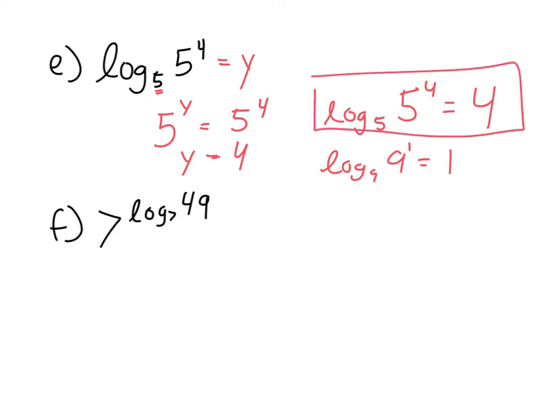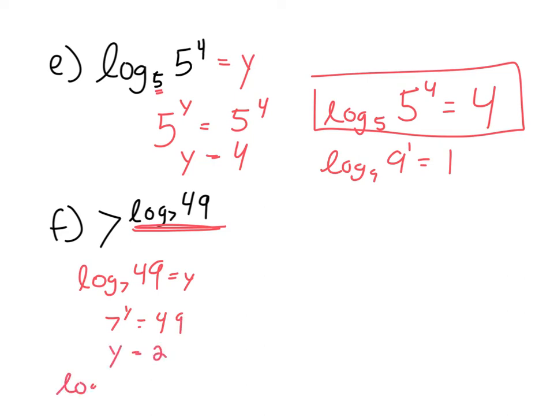All right, last example. It looks a little complicated, but it's not that bad. First I'm going to look at the exponent, and then I'll take 7 to whatever that is. So I have log base 7 of 49. If I set this equal to y to solve it, the base is 7, the power is y, and that's 49. So y equals 2. So log base 7 of 49 equals 2.